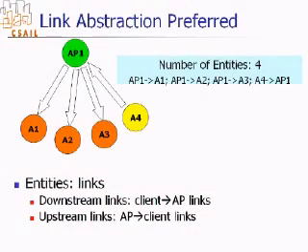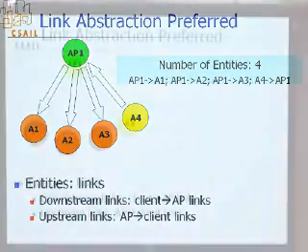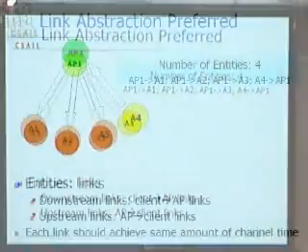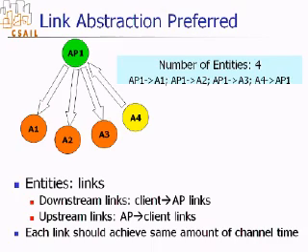It should be links. Even though it's a wireless channel, we should be able to abstract out this link notion, which is that in this case, there are 4 links, right? AP1 to A1, that's a link. Same for A4 to AP1. And we claim that each link should receive the same equal amount of resource, which is channel time.